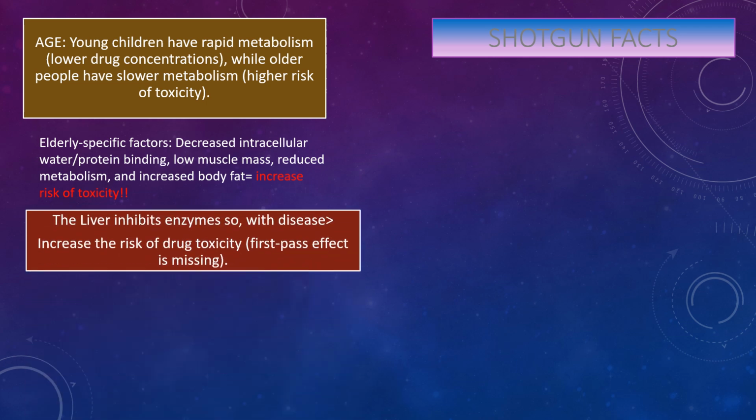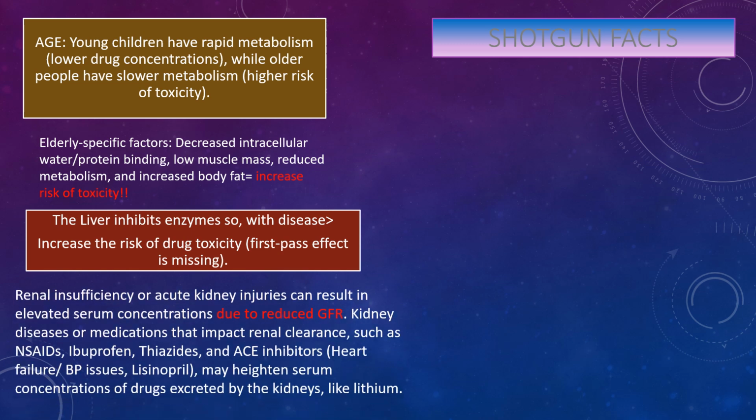Liver disease inhibits enzymes, so there's an increased risk of drug toxicity because the first pass effect is missing. Renal insufficiency or acute kidney injury can result in elevated serum concentrations due to reduced GFR. Kidney diseases or medications that impact renal clearance, such as NSAIDs, ibuprofen, thiazides, and ACE inhibitors. Think heart failure, blood pressure issues when you see lisinopril or any ACE inhibitor. They may heighten serum concentrations of drugs excreted by the kidneys, like lithium.